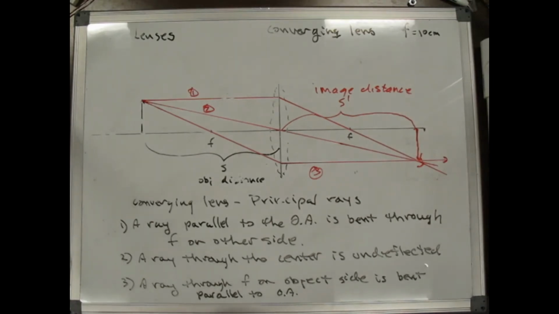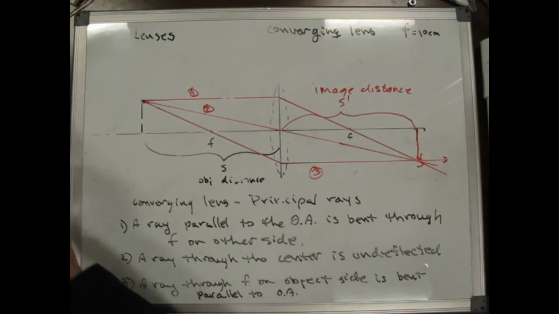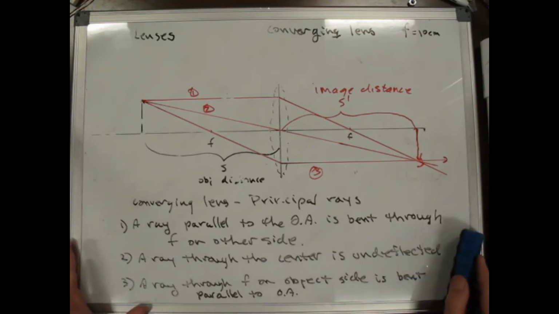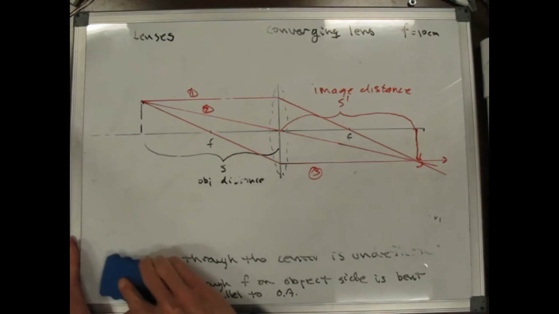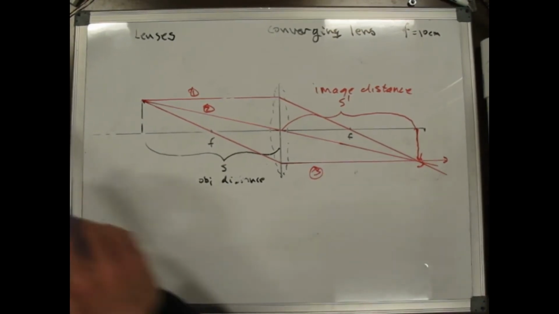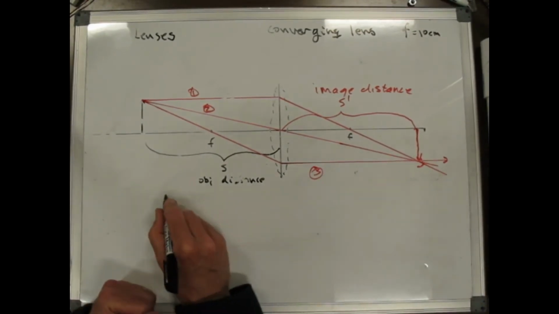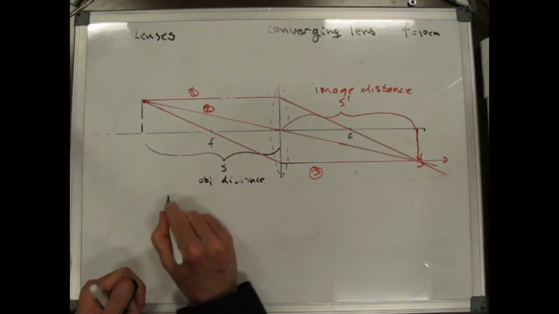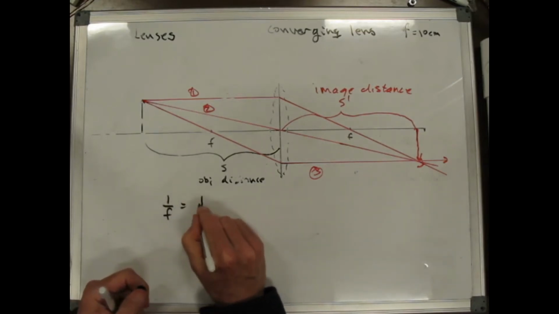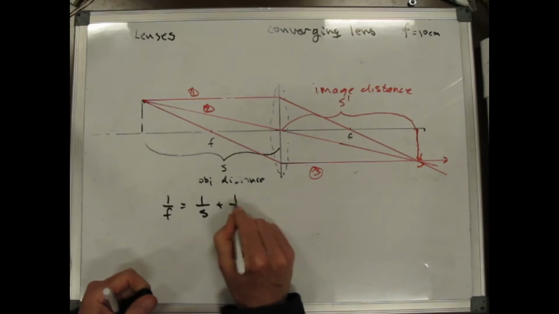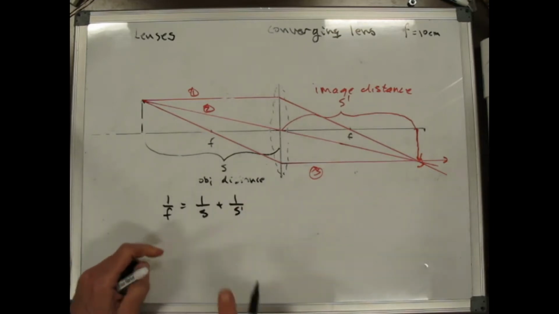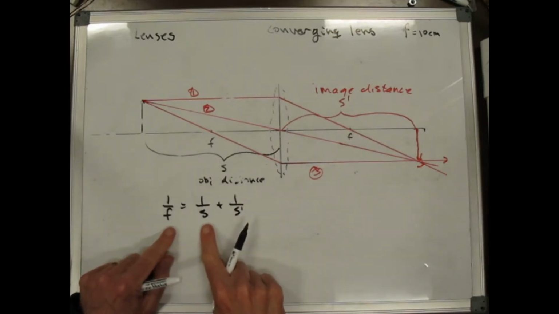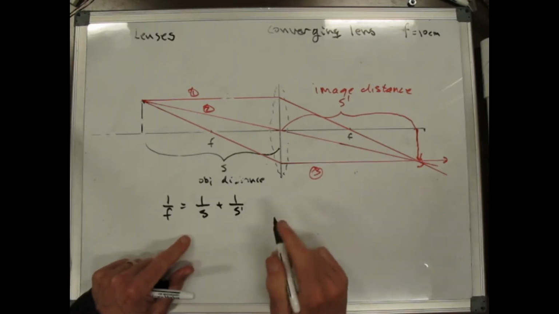It turns out the thin lens equation works for this, so I can solve this algebraically. I can say 1 over the focal length is 1 over the object distance plus 1 over the image distance. I'm really running low on juice in these pens. This equation works for lenses and mirrors, diverging or converging.